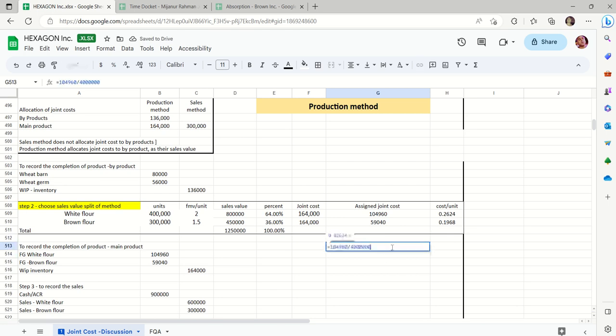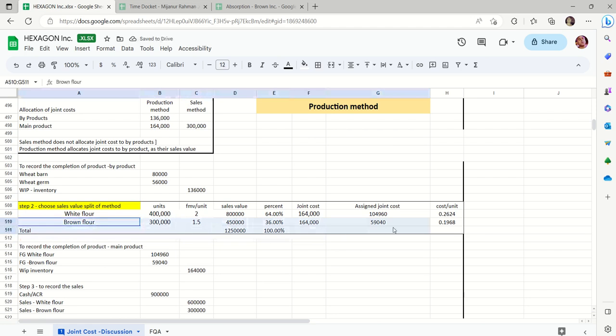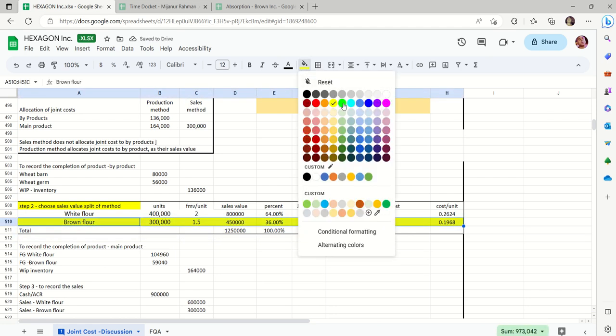Okay, that would give you 26 cents roughly. I just calculated that for you right there, highlighted in magenta. The same way we would calculate the brown flour unit cost, highlighted in green.